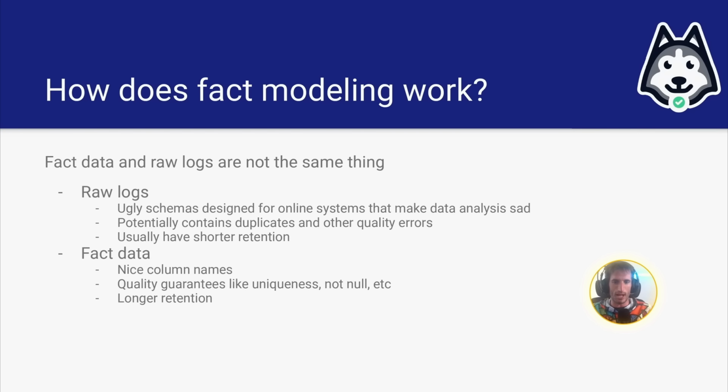That's one of the biggest problems with fact data: you usually have ugly schemas from the online system, and they could contain duplicates and other quality errors. The raw logs don't have any quality guarantees. The fact data is going to have longer retention, nice column names, and quality guarantees. It's going to be just a lot better. The trust in the fact data should be an order of magnitude higher than the trust in the raw logs. And that is one of the biggest things you can do as a data engineer: convert those raw logs into highly trusted fact data.